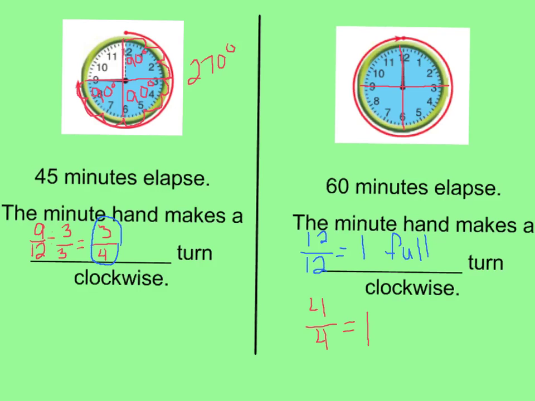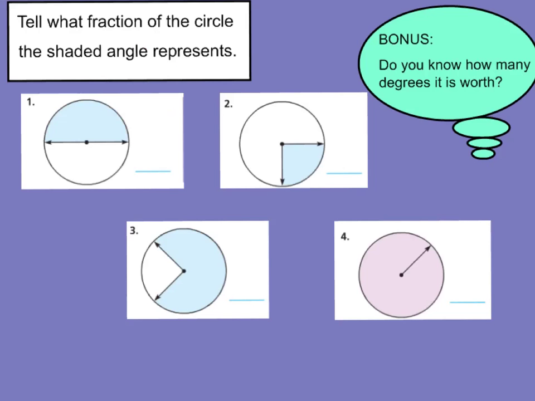It went the whole way around the clock, and it went clockwise. Okay, here are some practice problems for you. It says, tell what fraction of the circle the shaded angle represents. So we're going to have to look and see what is the shaded angle. What type of turn is this making if we were thinking about our clocks? And you're going to have to tell me what is the shaded angle representing of the circle.